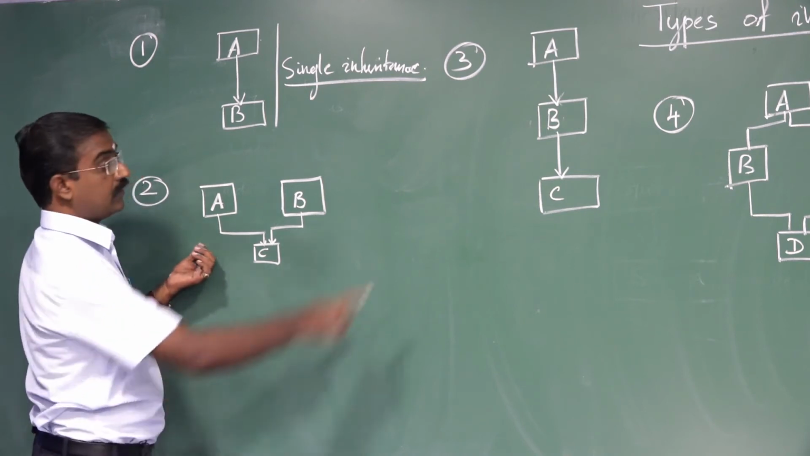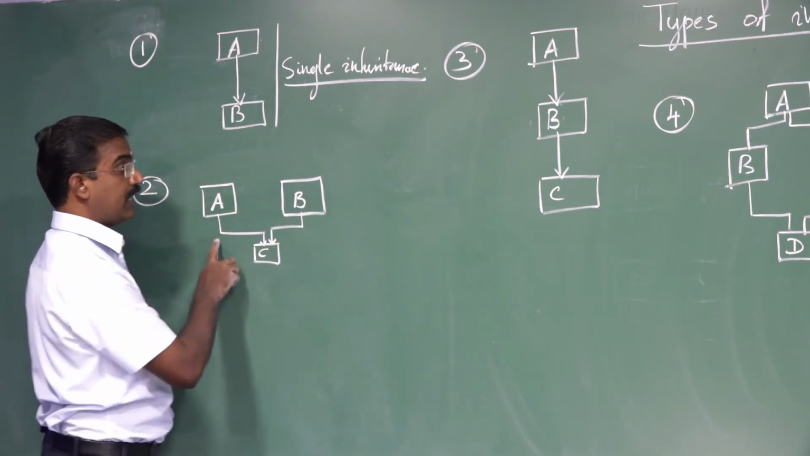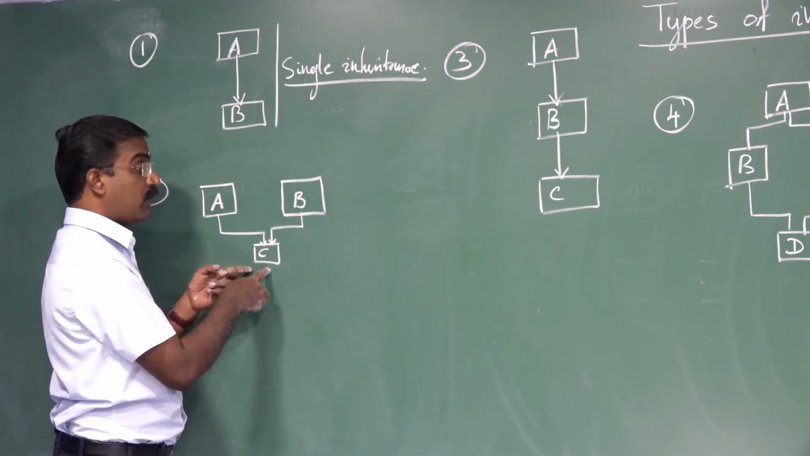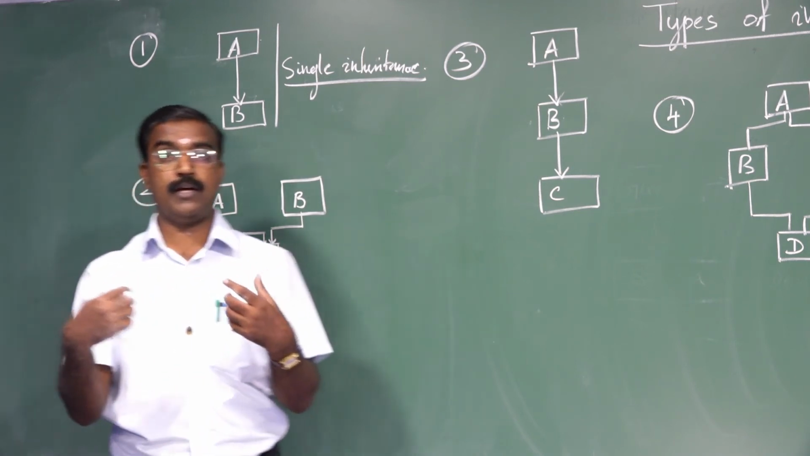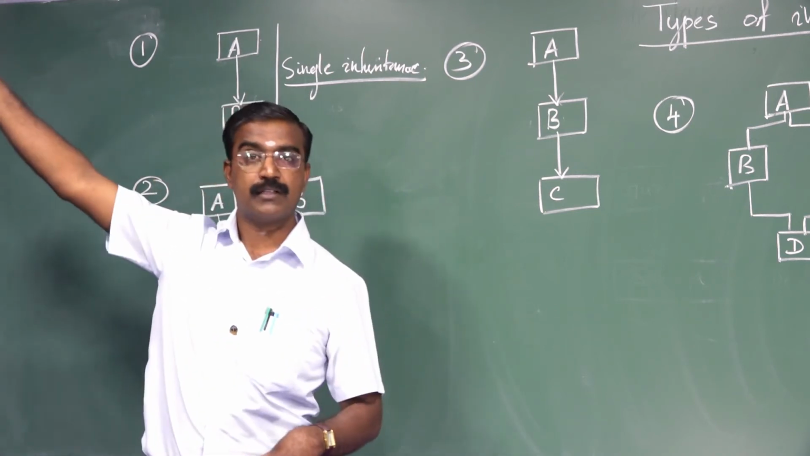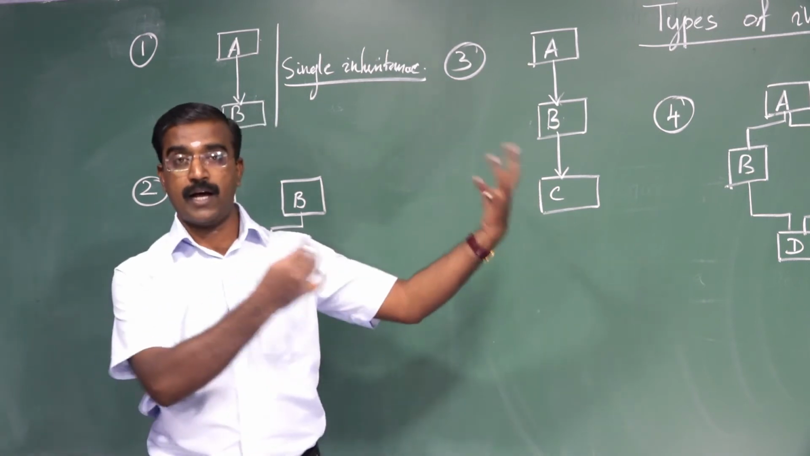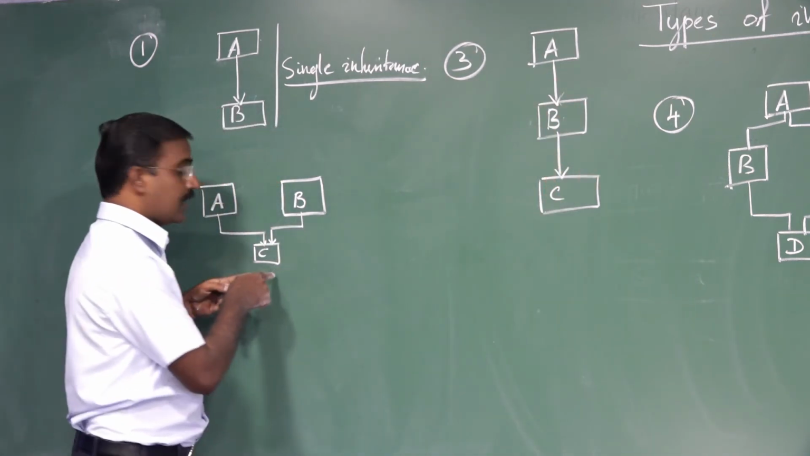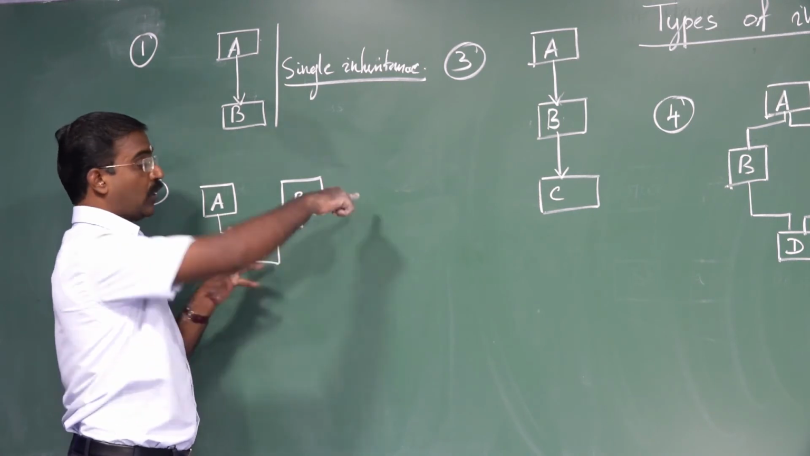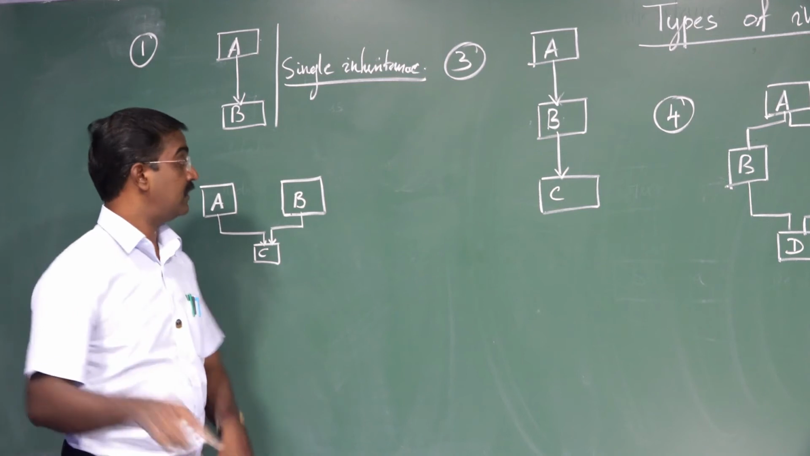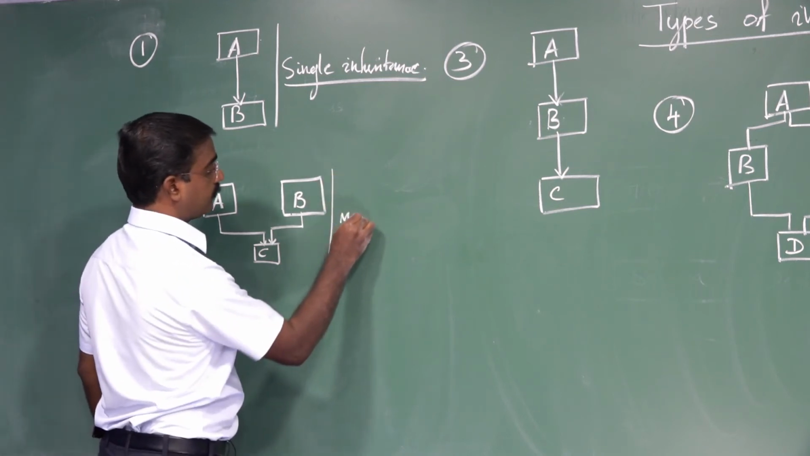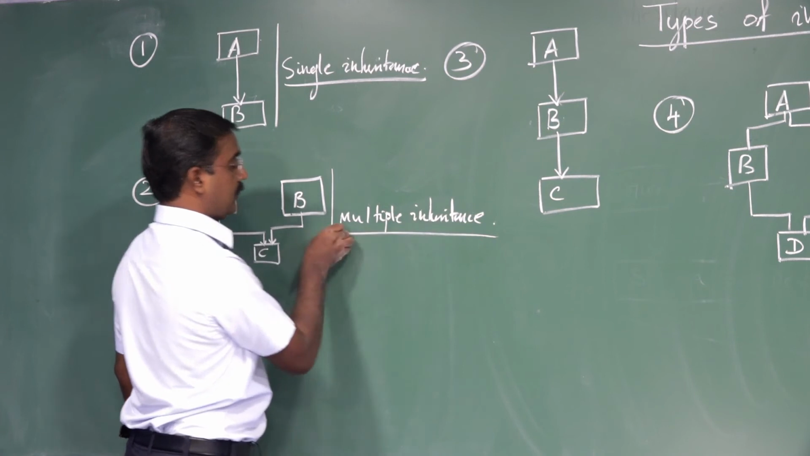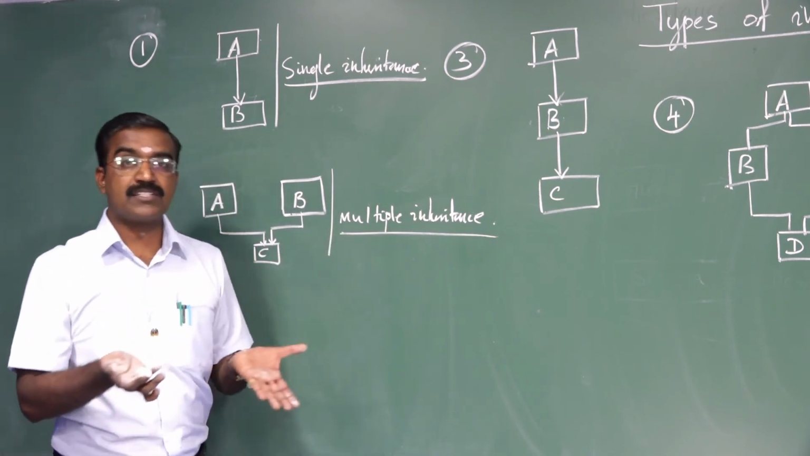The second one is multiple inheritance. Multiple inheritance is nothing but 2 or more base classes but only one derived class. As an example, I came from my godly daddy and my humble mother. I came from my father and my mother. I am the derived class, and these 2 are base classes. So 2 or more base classes and only one derived class is called multiple inheritance. When we make a program, we can understand it quickly and easily.